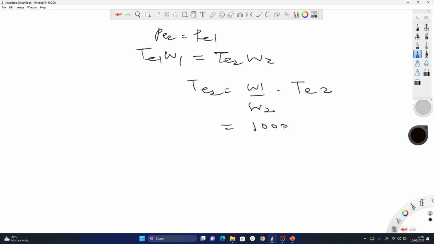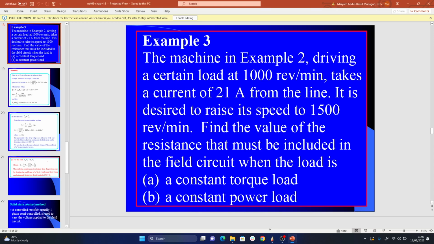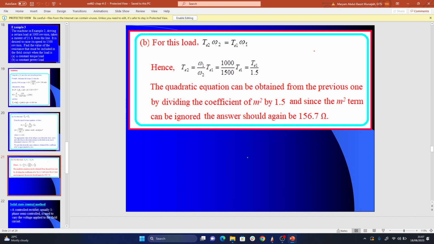Initially it was running at 1000 rev. I want it to run at 1500. So I'll get TE2 to be 2 over 3 of TE1. TE2 is 2 over 3 of TE1.